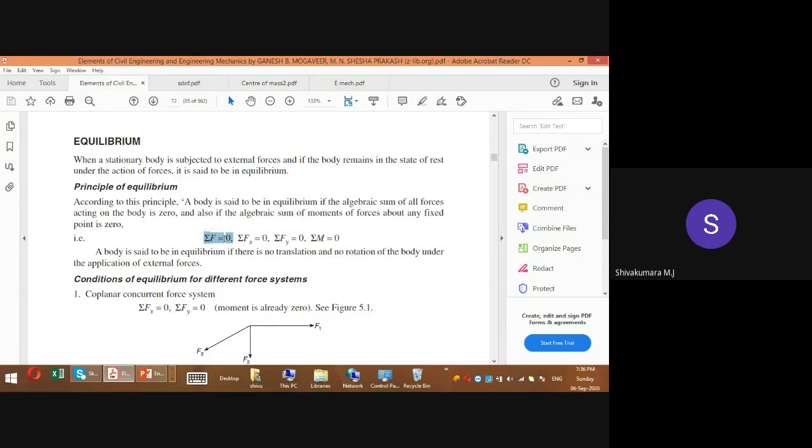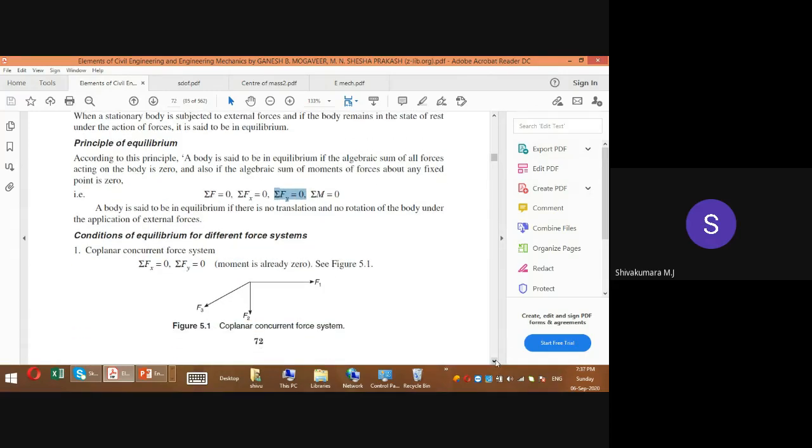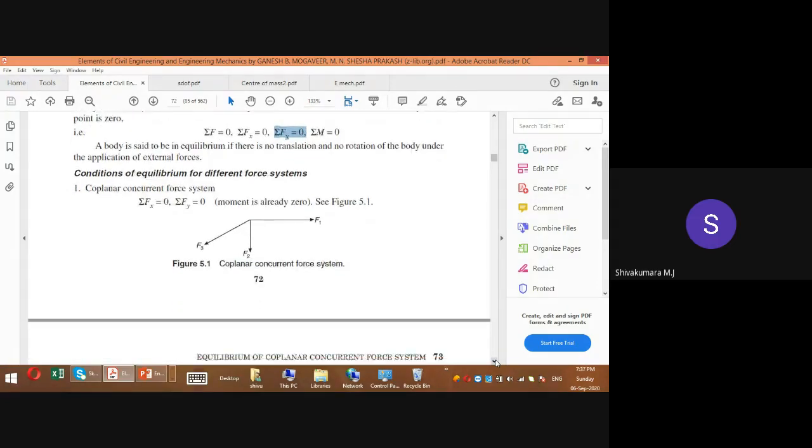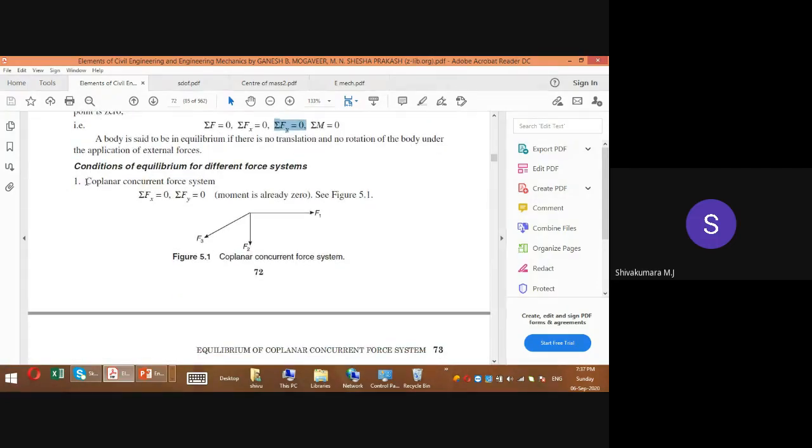Depending upon the number of planes, the summation of forces equal to 0 will involve different direction forces. That is summation of Fx equal to 0, summation of Fy equal to 0, that is the horizontal and vertical direction forces. Okay, so for coplanar concurrent force systems, you come to coplanar concurrent.